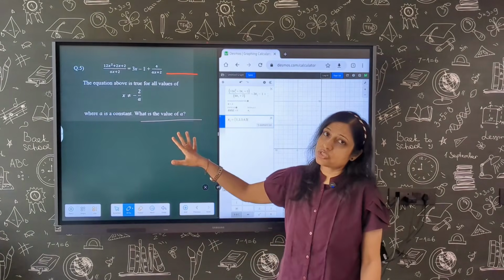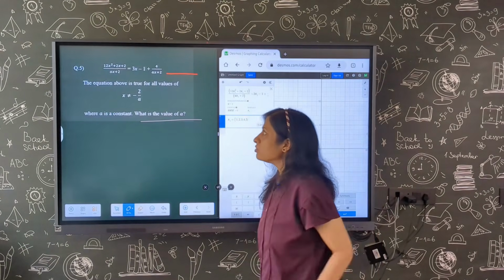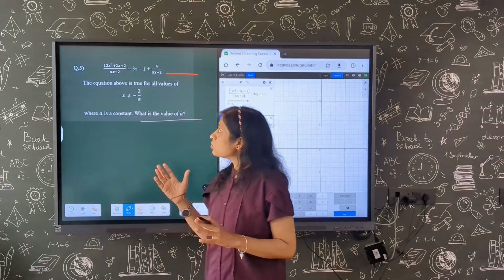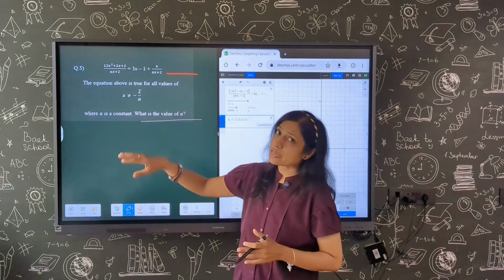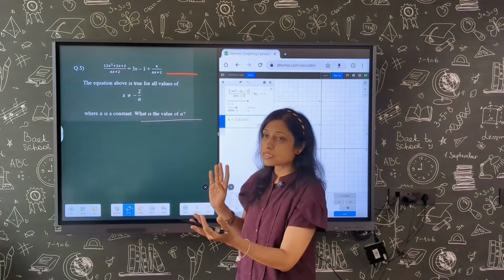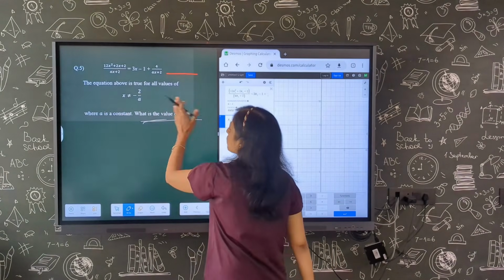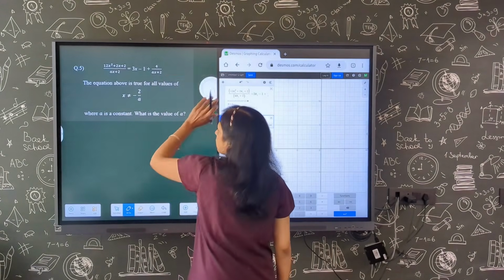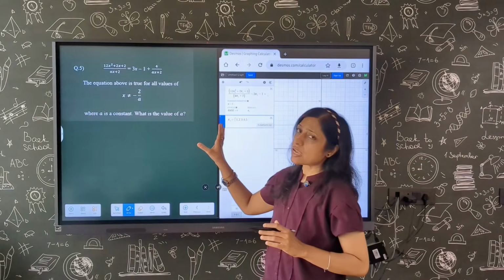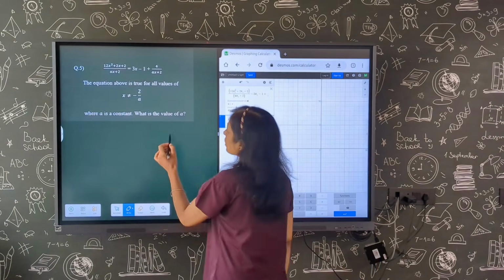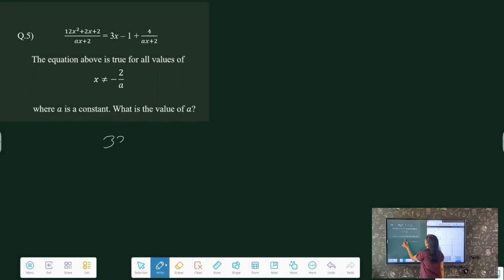Let's check the same question with the manual method now. For the manual method, some students will prefer to transfer 3x minus 1 to the left hand side and then take the LCM. But let's solve it by keeping the left hand side as it is, and on the right hand side take the LCM. So the right hand side part will become 3x multiplied by ax plus 2, minus 1 again multiplied by ax plus 2, plus 4.